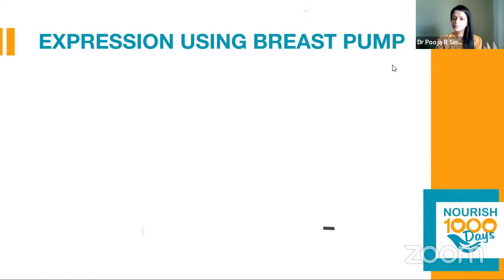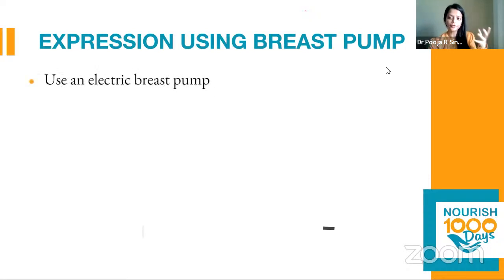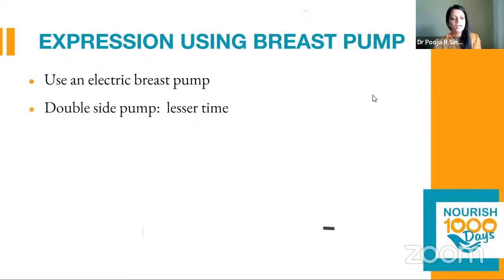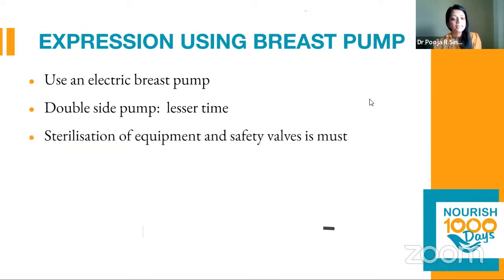Now, what if we are using a breast pump? Of course, we cannot get into absolute details of how you're going to use a breast pump, but using an electric breast pump often helps mothers to speed up the process of expression. One can also use a double side pump so that expression goes faster and less time is consumed.